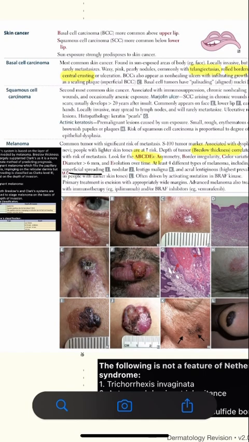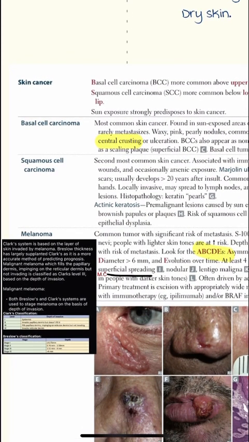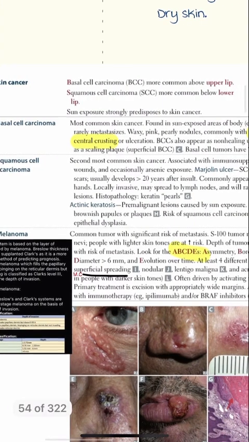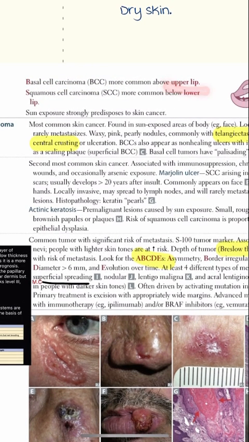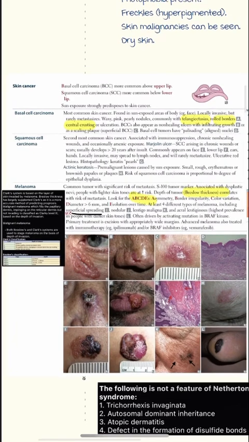Let us move on to the next topic, which is skin cancers. There are mainly two types: basal cell carcinoma, which is more common on the upper lip, and squamous cell carcinoma, which is more common on the lower lip. Sun exposure strongly predisposes to skin cancers. Let us see one by one.